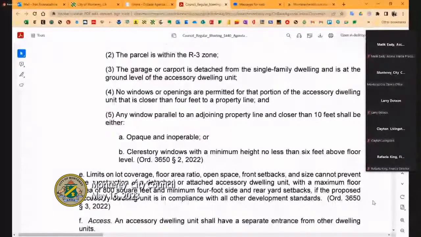So what I'm going after here is I'm just thinking that there should be some reworking of the language that allows staff to be able to approve these applications that are reasonably designed and accommodating the privacy through opaque windows. But it seems unreasonable to demand that something has to be inoperable when we would be talking about possibly a bedroom, which means you can't have it inoperable because it's got to be big enough to get out of.